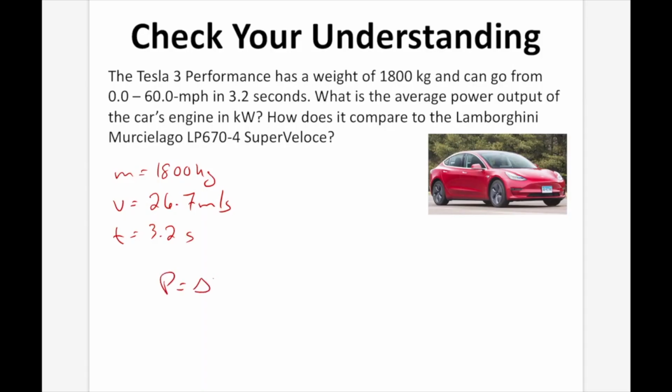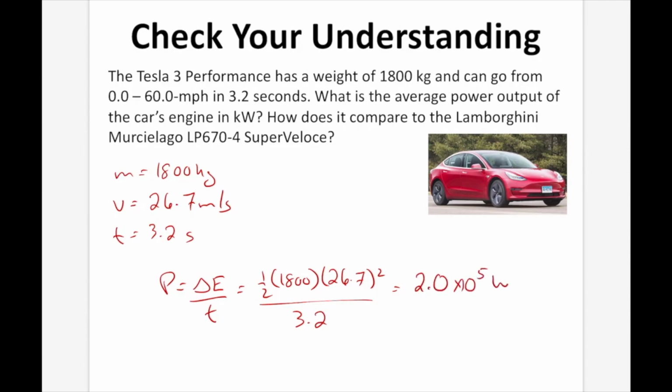So P equals change in E divided by T. Change in E is still going to be EK, so that's going to be 1/2 1800 times 26.7 squared divided by 3.2. And that gives us a power output of 2.0 times 10 to the 5 watts, which is equal to 2.0 times 10 to the 2 kilowatts. Exactly the same as the Lamborghini.